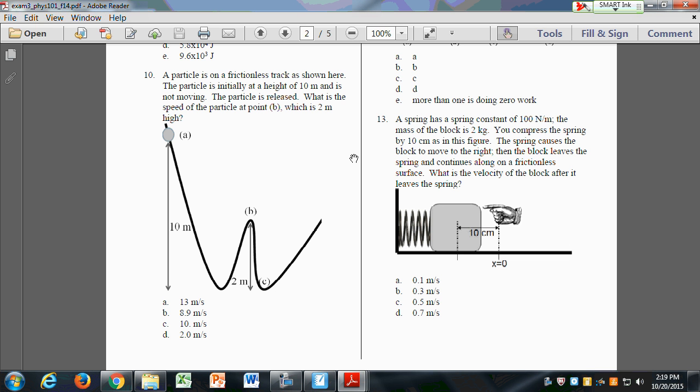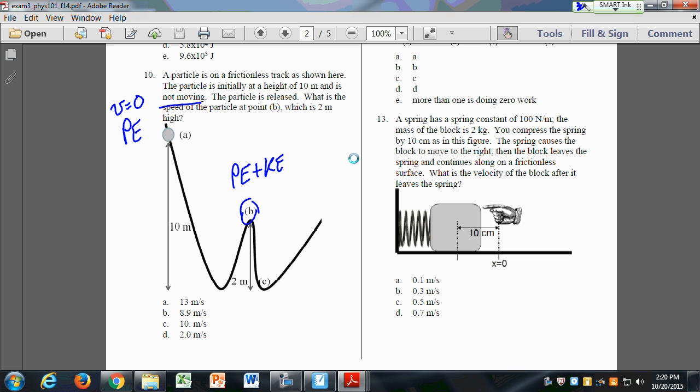So here I have a particle on a frictionless track. That tells you that energy is conserved because it's frictionless. If you have a track, it's going to be conserved, so don't sweat that. It's at initial height of 10 meters and is not moving. So here I know that I only have potential energy. I know that because the speed is 0. And I'm asking for what is the speed of the particle at point B. Here I have potential and kinetic energy. I know that because some of the potential now has converted into kinetic energy. And I want to know what is the speed.